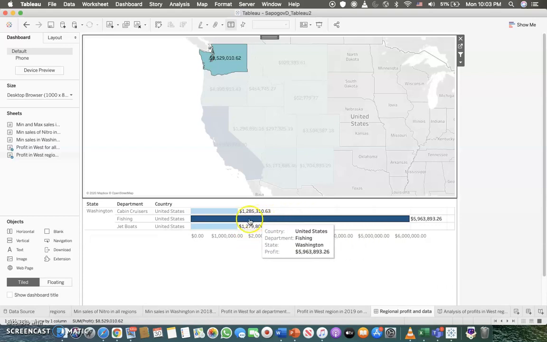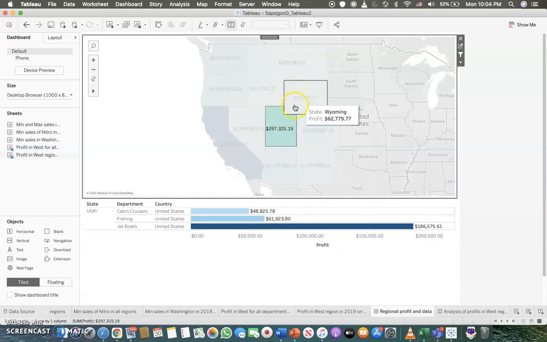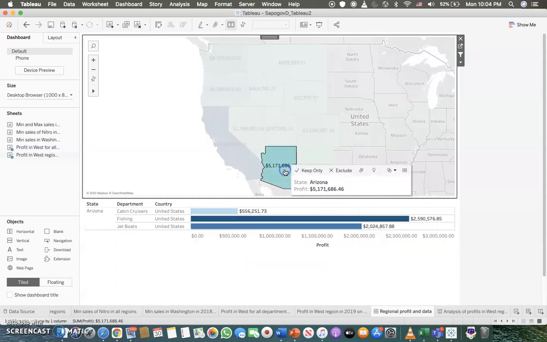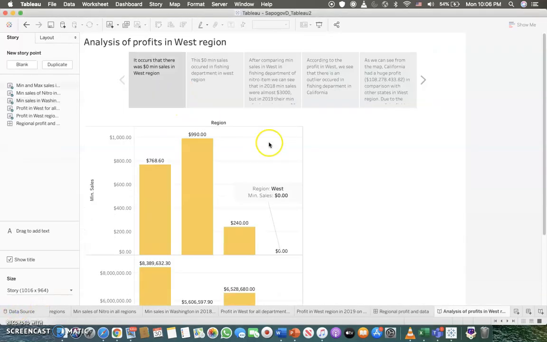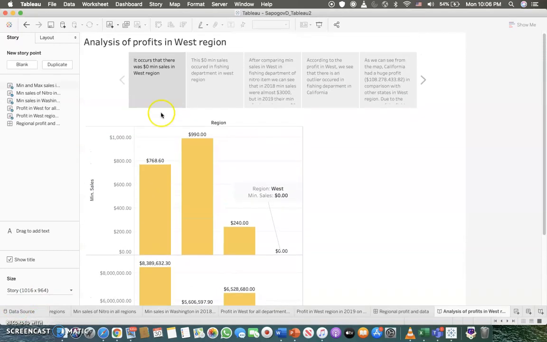Here we have fishing department, jet boats, and cabin cruisers. So same process here, and everywhere, where you can see the numbers on the states. This is how my interactive dashboard works. So here is my map. Story. This is my quick overview of my project that I was doing in Tableau.